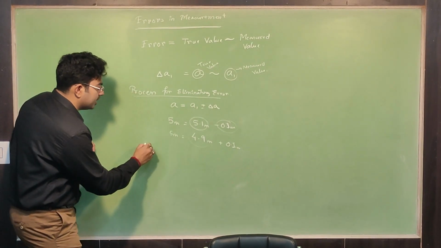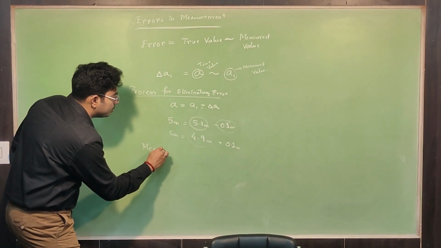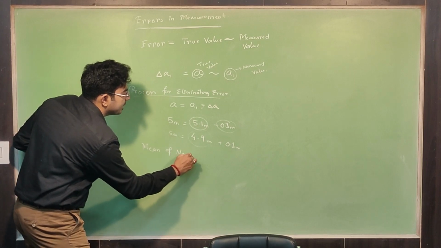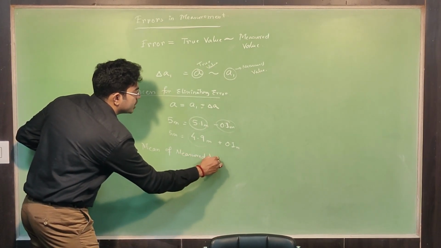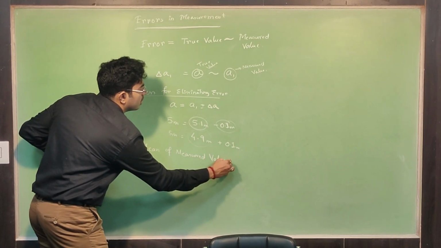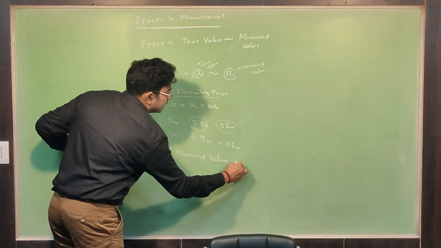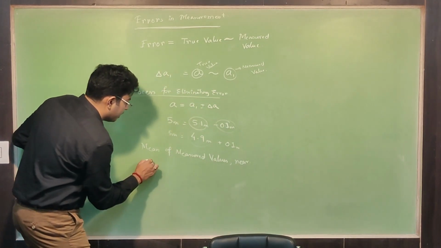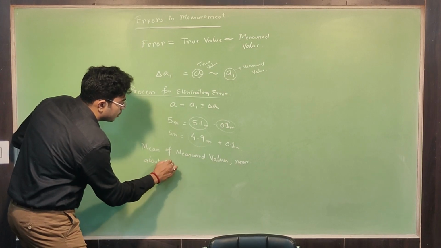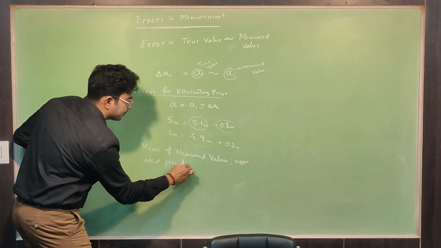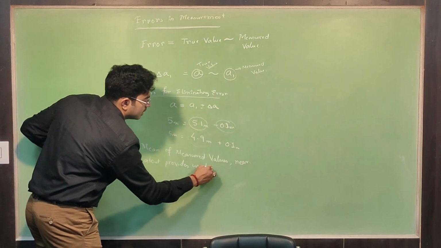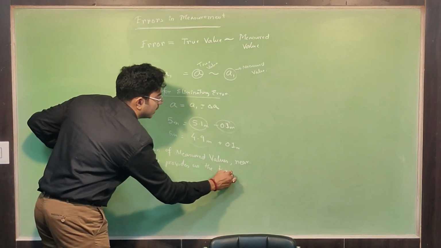What is the general process of eliminating error? Taking the mean of measured values near about provides us the true value.